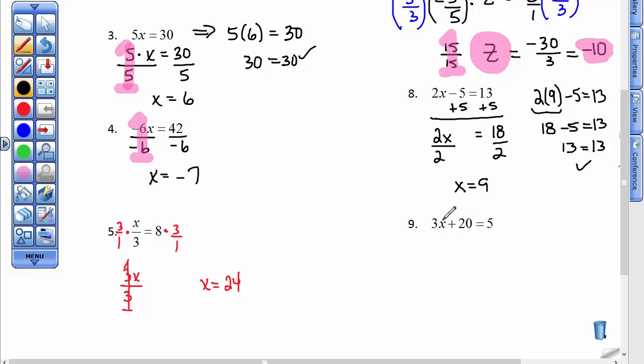Finally, to get the 3x term alone, I've got this plus 20, so I've got to take away 20 from both sides. So I have a 3x all by itself on the left. Here I'm adding a positive 5 and a negative 20. That's what I'm doing right here. Those are different signs, so they add to be a negative 15. And now I'm going to divide both sides by 3, and I get my solution. X equals a negative 5.